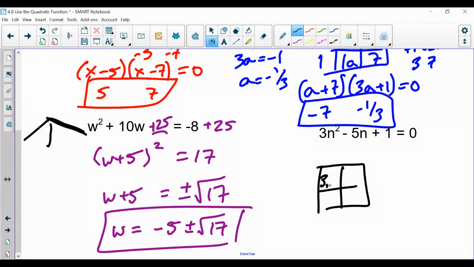3n squared would go in the first box. +1 would go in the last. It would multiply 3 times 1, and we would get 3. We list the factors of 3. That's just 1 and 3. And we're looking for how these factor pairs could get you to -5. And 1 and 3 never get you to -5, right, using addition and subtraction.